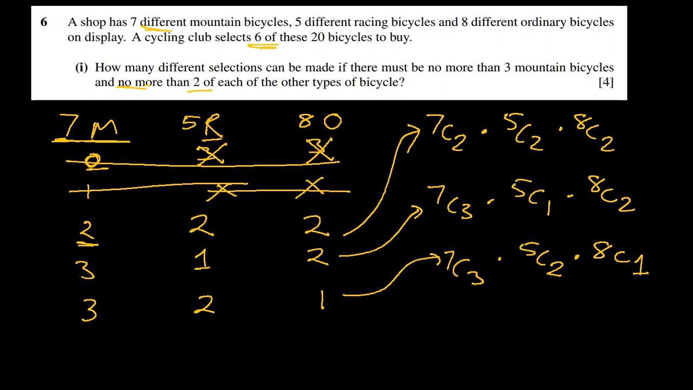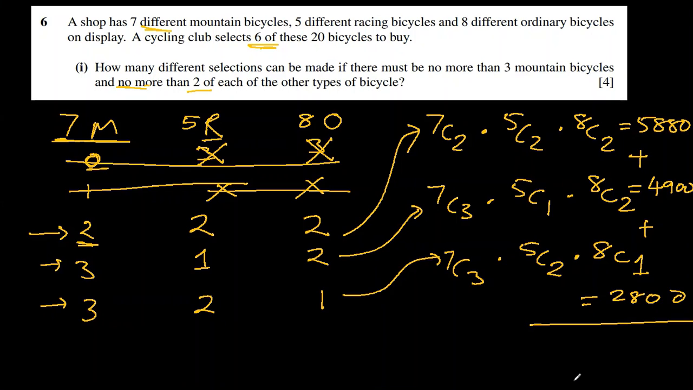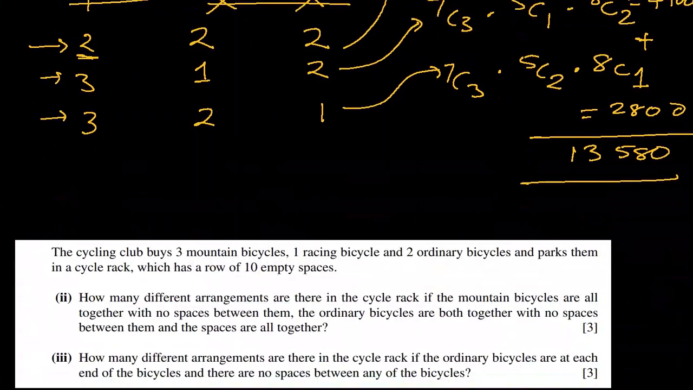So let's see, 2, 2, 2. If we put this in our calculator, what do we get? We get 5,88,680 selections. 312, we get 4,900 selections, and here it will be 2,800 selections. So only one of these cases will happen. All three will not happen together. When we have choices, either this will happen or this will happen or this will happen, we add them by adding the total number of selections, and the answer I get here is 13,580 selections. Let's see what is next.